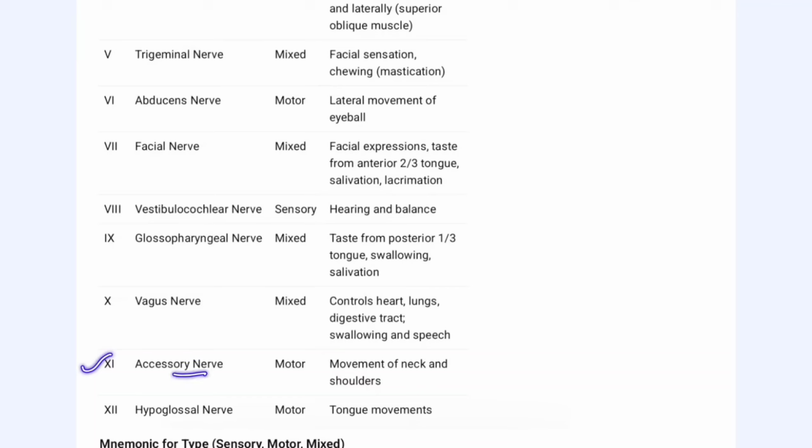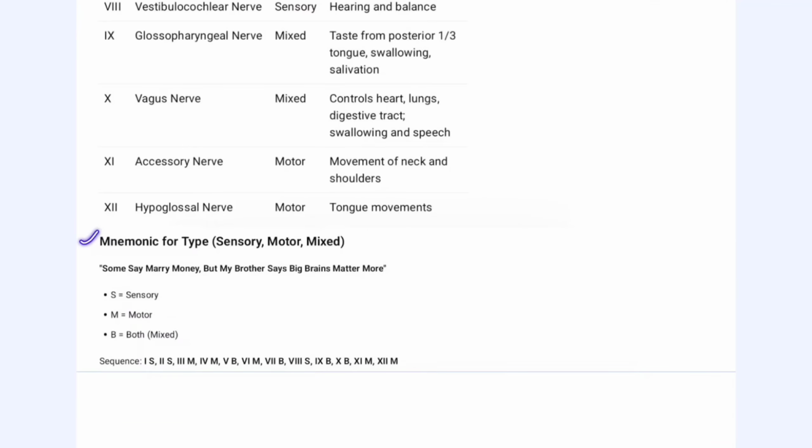Then accessory nerve, which is a motor nerve. Movement of neck and shoulder is its main function. Hypoglossal nerve, which is a motor nerve. Function is tongue movement. Here is a mnemonic for the types of the nerve. You can remember it to make it easy.